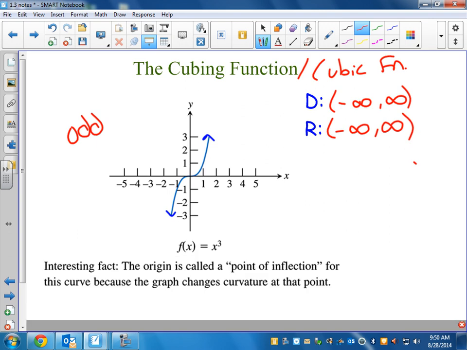Interesting fact. This is a little calculus fact, probably not as interesting as satellite dishes. But the point where it turns there at the origin is called a point of inflection because it changes curvature at that point. We say this side is concave down and this side is concave up. If you take calculus, we'll talk a lot more about that. Moving on.